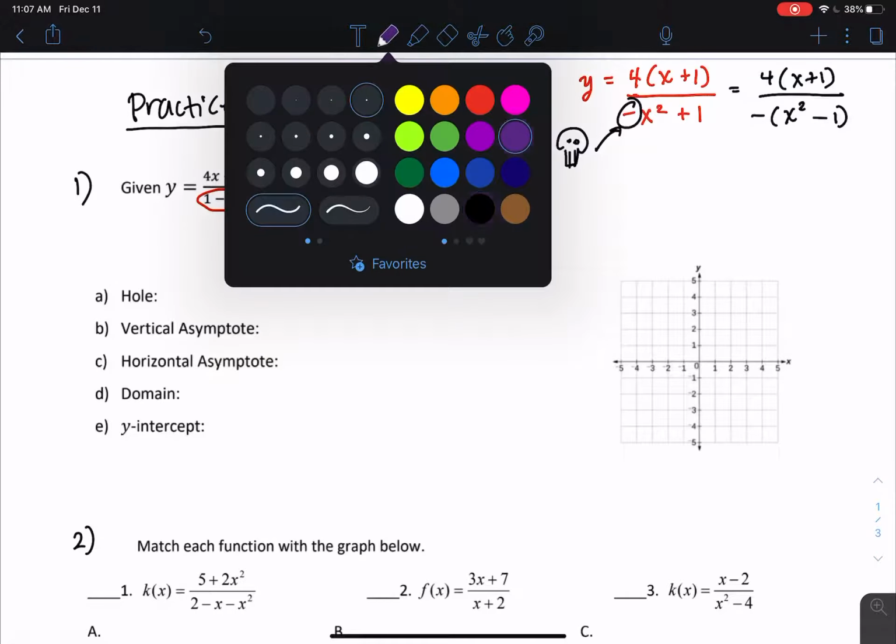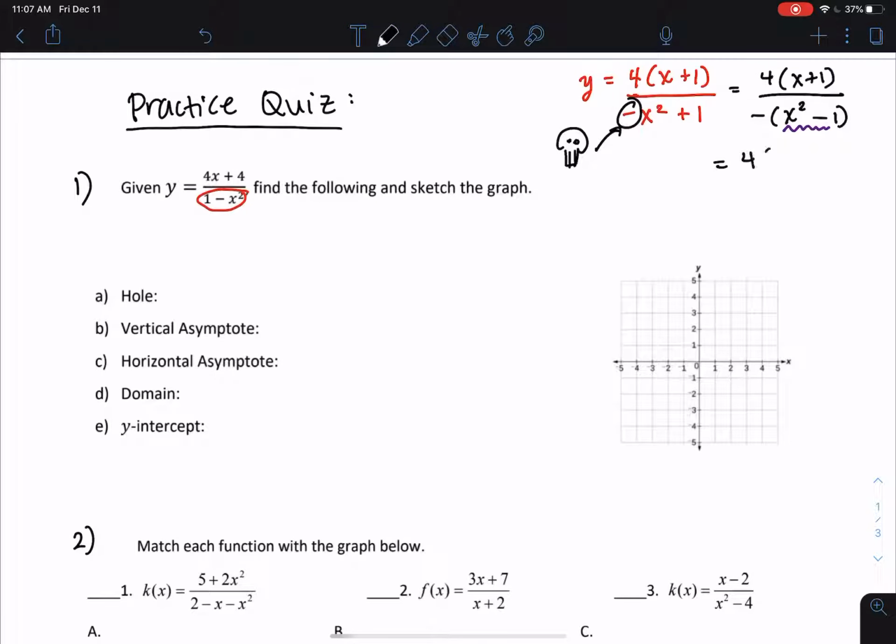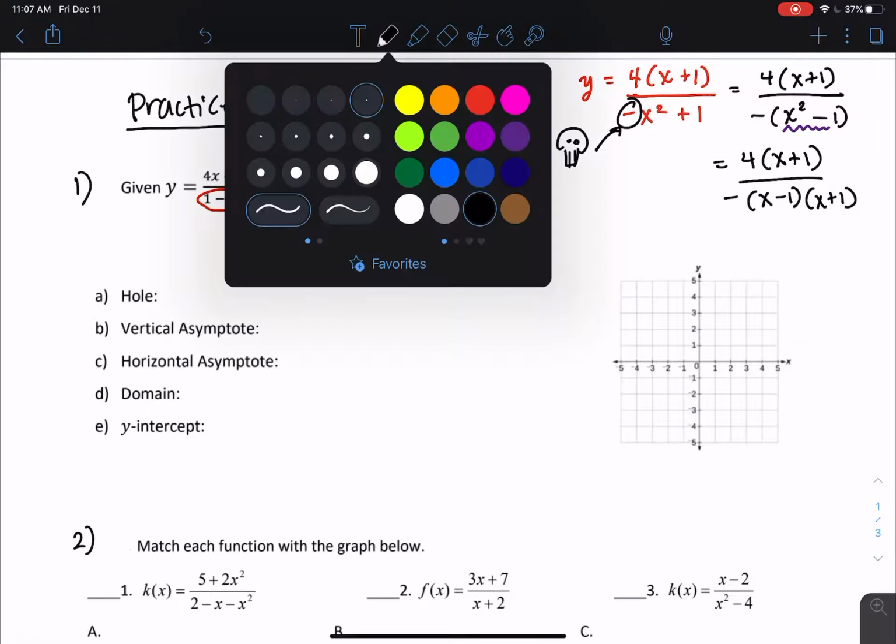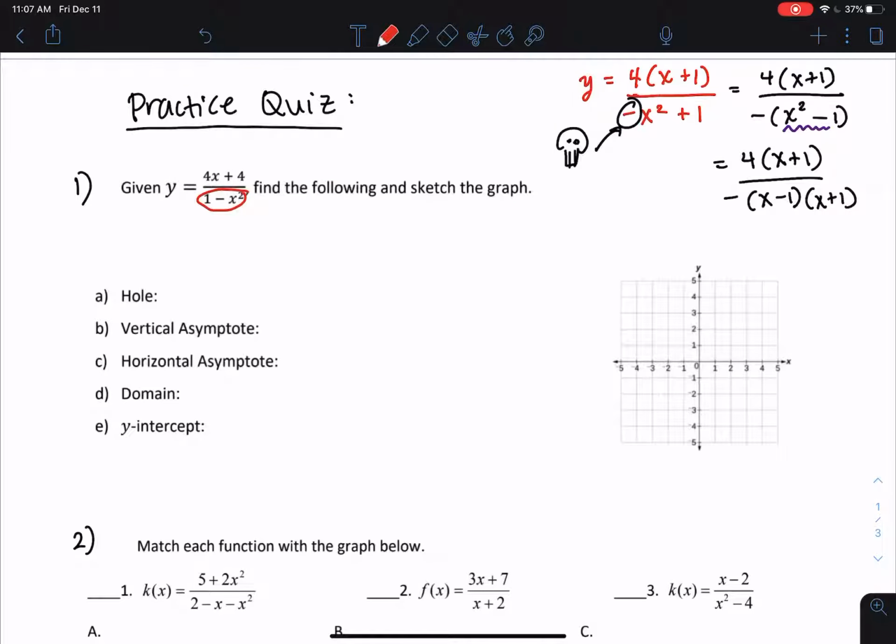Once we do that, we can see there's an opportunity for a difference of squares. So really, this factors to negative x minus 1 and x plus 1. Once I've factored it all the way, look for opportunities to cancel expressions. I have an x plus 1 and an x plus 1 that can be canceled, meaning that I found a hole. So my hole is at the root of the canceled expression. So the root of x plus 1 is x equals negative 1. That's where my hole is.